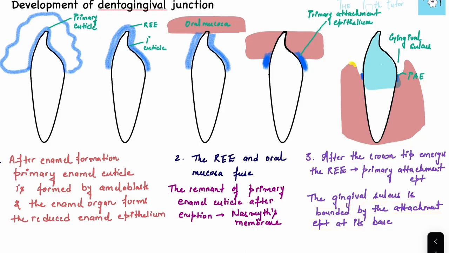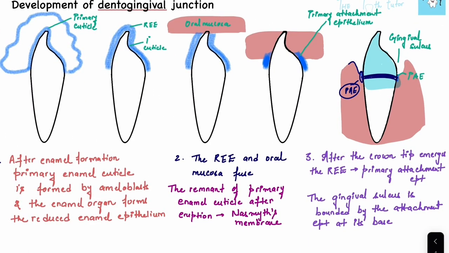If I zoom in, you see that the sulcus is ending over here, and over here we have this primary attachment epithelium. So this gingival sulcus is bounded by this primary attachment epithelium at its base. This will go around the entire tooth along its circumference. So this is how the dentogingival junction develops.